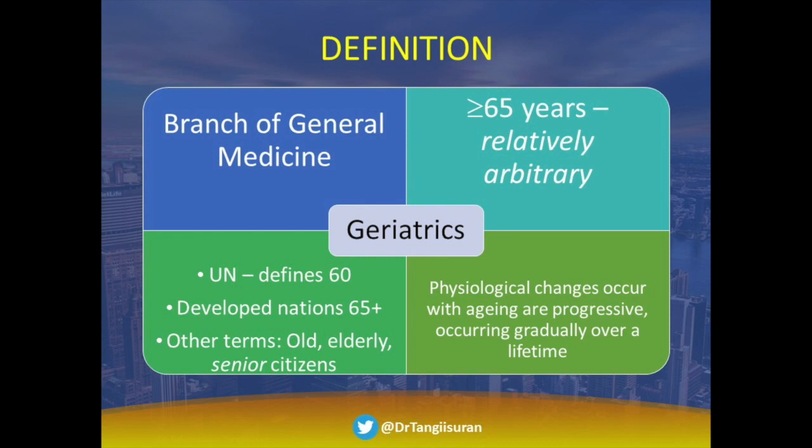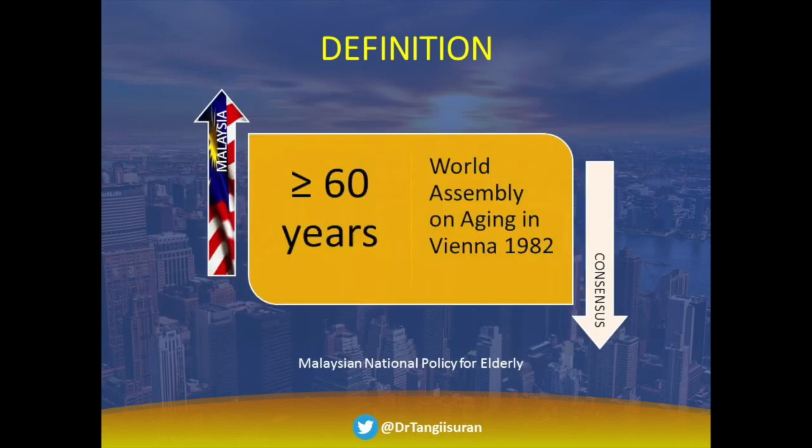Just for your information, other terms such as older person, elderly, senior citizen, warga emas, warga tua are some of the commonly used terminology in the literature and daily life. The Malaysian National Policy for Elderly defines geriatrics as person older than and equal to 60 years old, which is in line with the consensus from the World Assembly on Aging in Vienna.